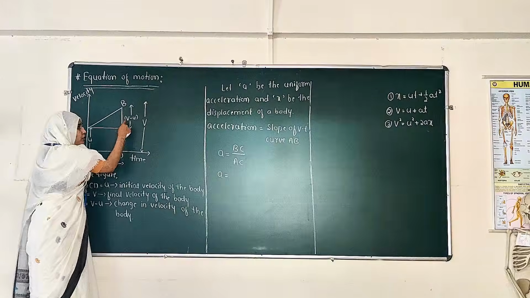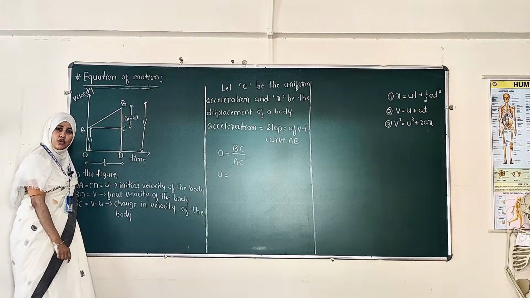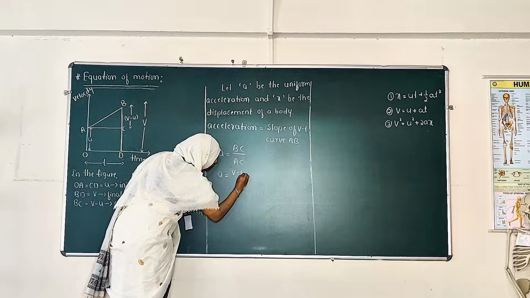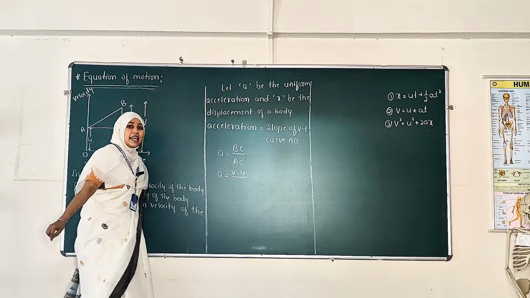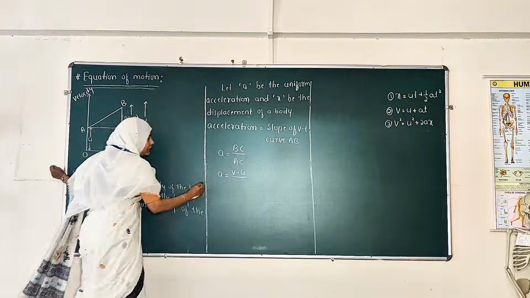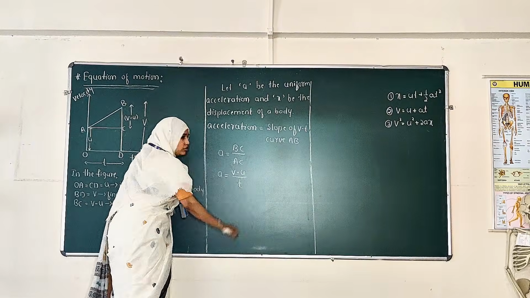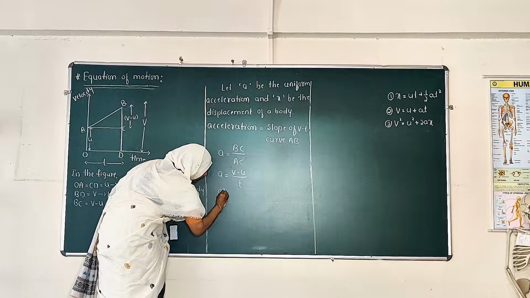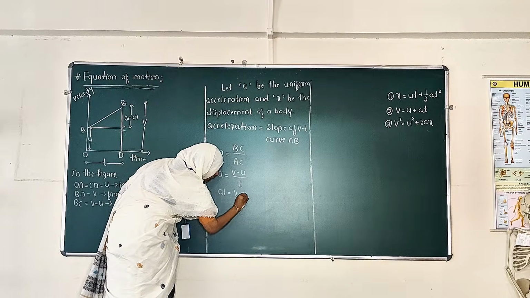What is BC? BC is nothing but V minus U. What is V minus U? Change in velocity. Okay, write it. V minus U divided by AC. See the diagram? What is AC? AC is T. Write down T. Then shift T to the LHS. Then it is AT is equal to V minus U.